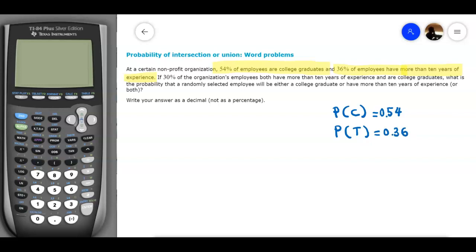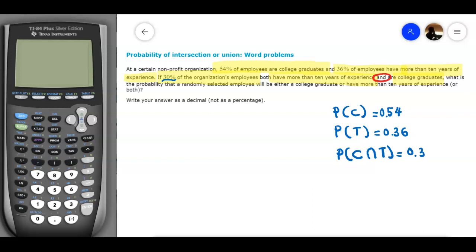Now, the next sentence says that 30% of the organization's employees both have more than 10 years of experience and are college graduates. I skipped the "and" because I want to really highlight it. The "and" connection in probability is expressed as an intersection. So I write it down as the probability of C intersection T. This should be 30%, which is 0.3.